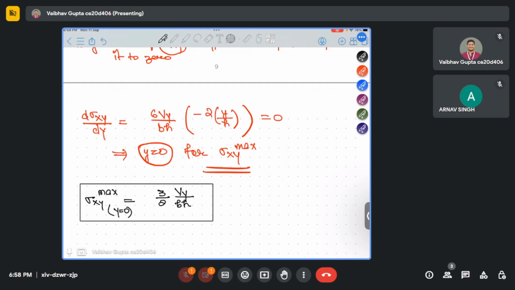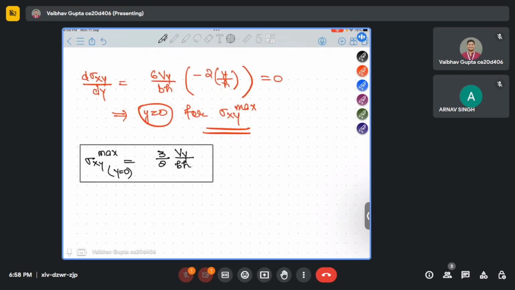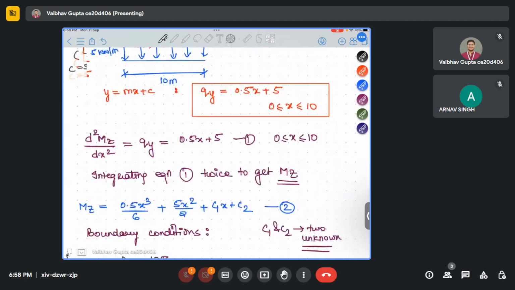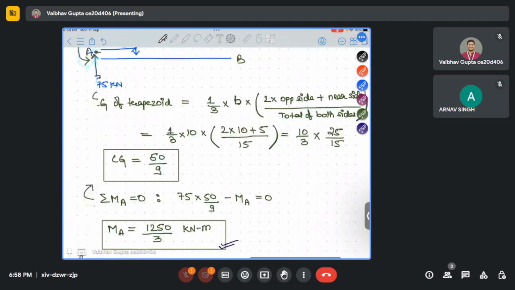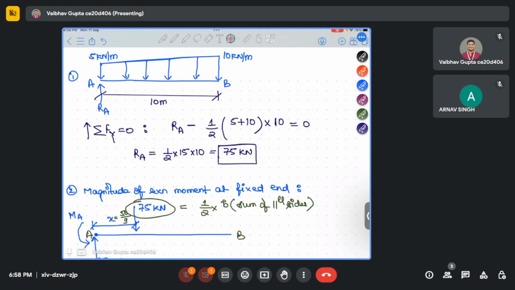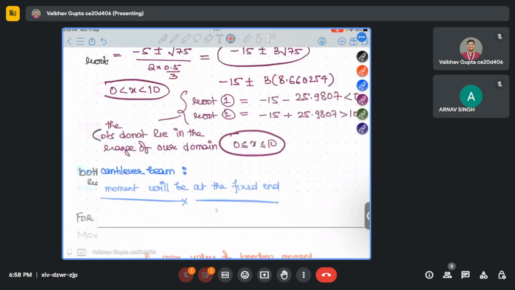Okay. Now for the maximum you need Vy to be maximum also. Vy is nothing but the reaction on the beam. In the very first part, we solved the reaction of the beam. See, I'll show you. This is the reaction of the beam we got in the very first part, the Vy value. So Vy is maximum only at the fixed end. So the value is nothing but 75.